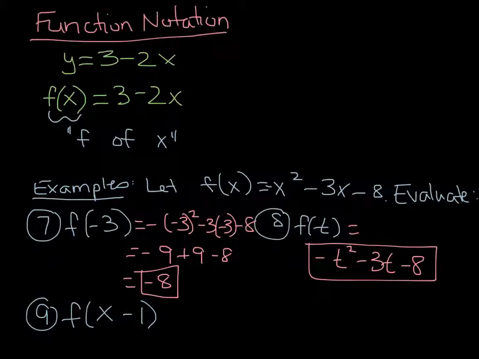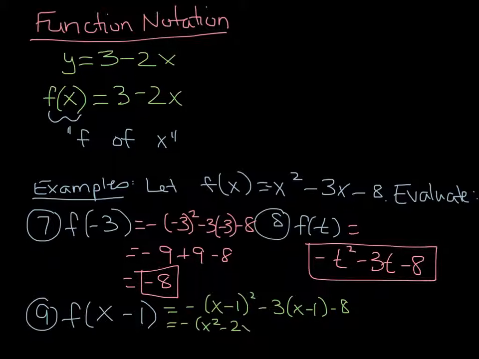9 is a little bit more complicated. You are going to replace every x with an x minus 1. I know it's a little bit weird, but it's just replacing every x with x minus 1. So, of course, you do have to simplify this out. For the stuff in parentheses, remember you're going to use the FOIL method. That's going to give us x squared minus 2x minus 1.